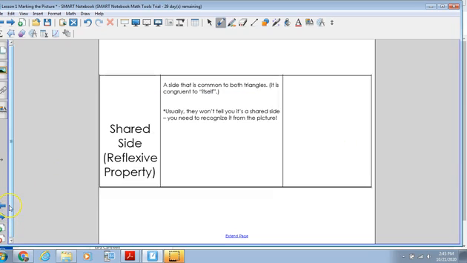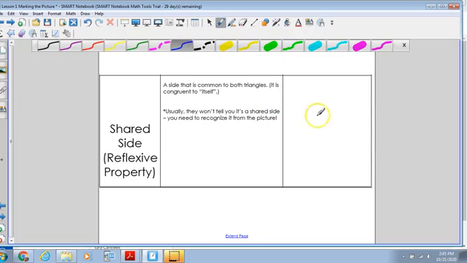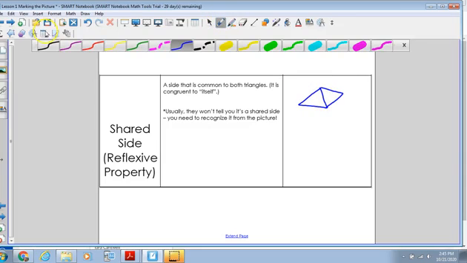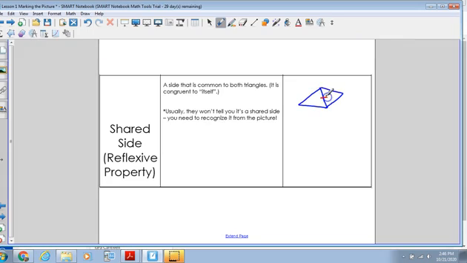And our last term that we're going to talk about in this video is a shared side. And that is a side that is common to two triangles. What we might have in a problem might be here, one triangle, and here another triangle that's connected to it. And you see how they share this side right here? Well, the side is the same length in both triangles, and we would just mark that with one line.